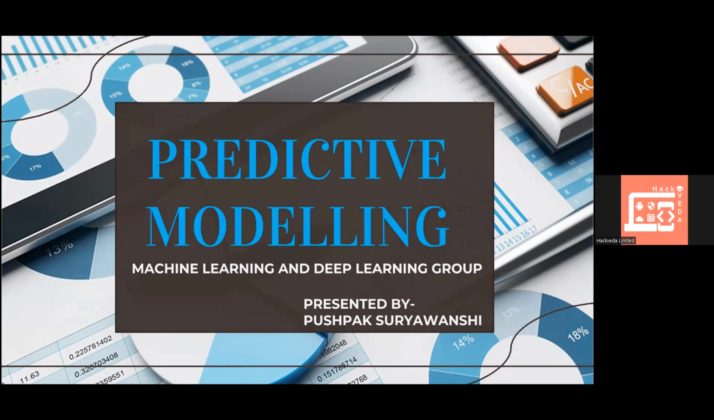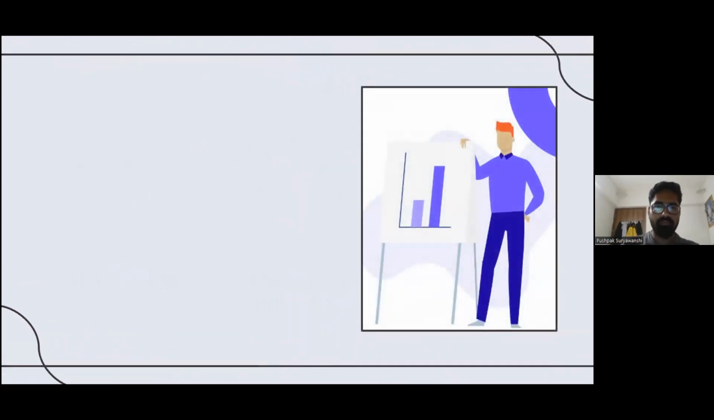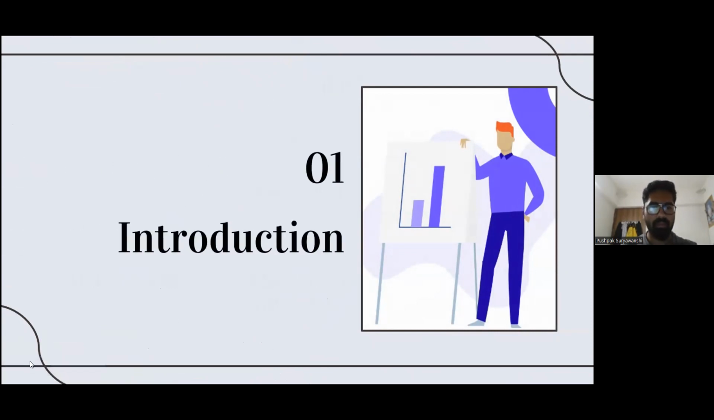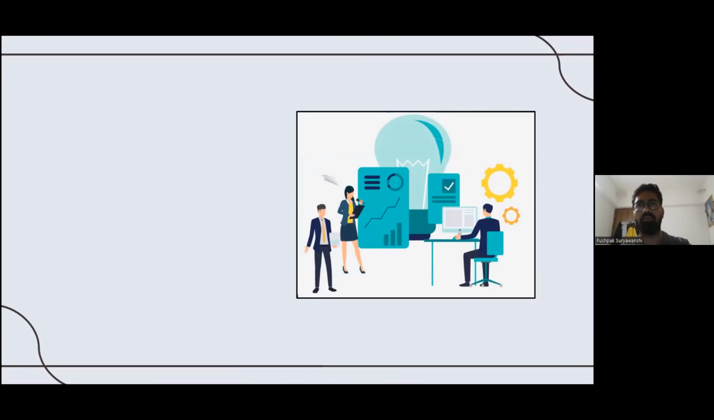So this was the first slide. This was the table of contents: introduction, predictive modeling, the task given to me, the methodology I've used in this task, the results and outcomes of the code, and the conclusion. First, the introduction. As I've explained, today we are going to look at predictive modeling, which is an important tool in the field of data science that helps us make informed decisions.